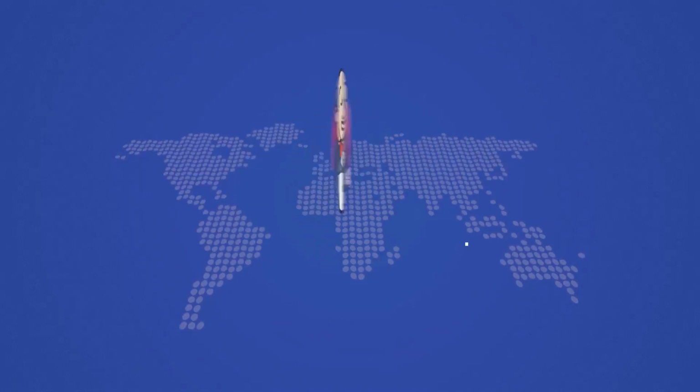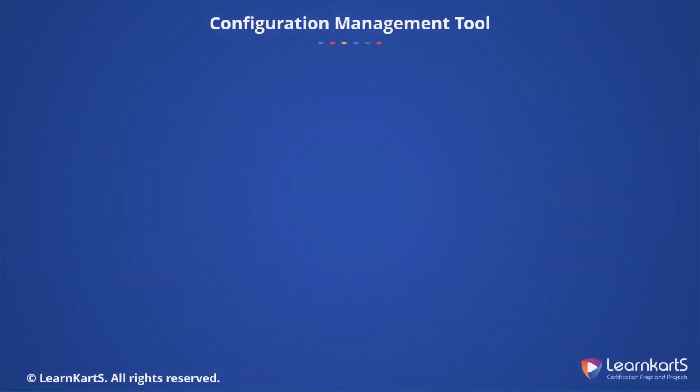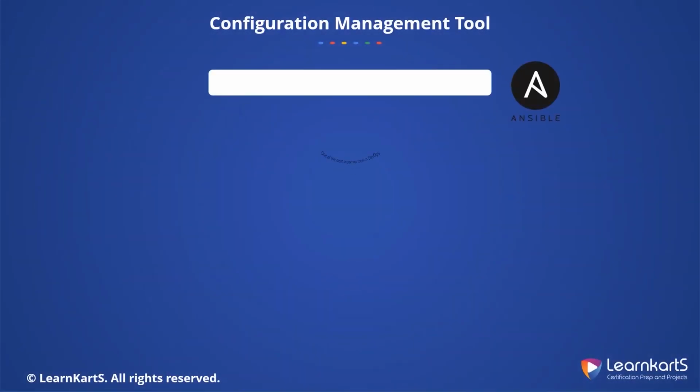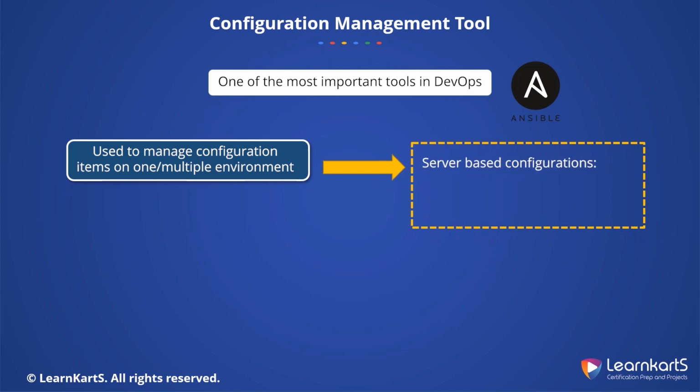The very first one in this one is that we are going to talk about the configuration management tool. Now, configuration management tool is one of the most important tools in the DevOps world. It's something using which you will be able to manage the configuration items on one or multiple environments. Now, usually these configurations are the server-based configurations, the settings, the configuration files, and other aspects.